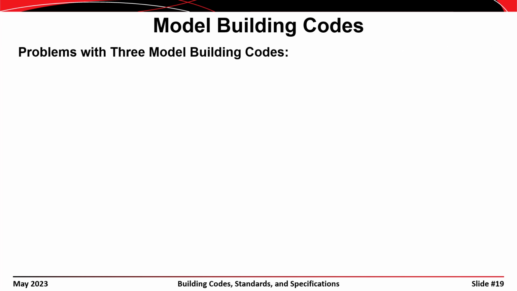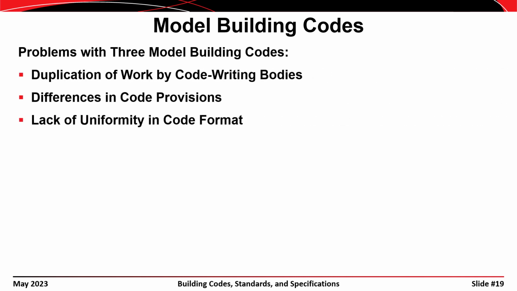Although the three model codes had been in use for almost a century, there were several drawbacks, including duplication of work by code writing bodies, differences in code provisions, and lack of uniformity in the code format. It's understandable that the UBC would focus on seismic design and that the SBC would include extensive wind load provisions, but earthquakes aren't limited to just the West Coast, and high wind events don't just occur in the Southeast.